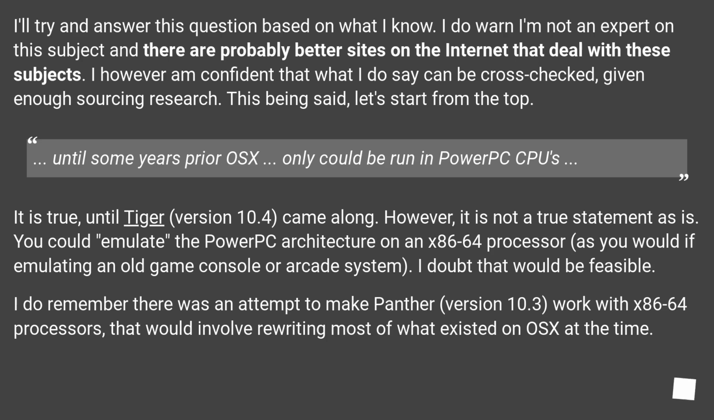Until some years prior, OS X only could be run in PowerPC CPUs. It is true, until Tiger, version 10.4, came along. However, it is not a true statement as is. You could emulate the PowerPC architecture on an x86-64 processor, as you would if emulating an old game console or arcade system. I doubt that would be feasible. I do remember there was an attempt to make Panther, version 10.3, work with x86-64 processors, that would involve rewriting most of what existed on OS X at the time.